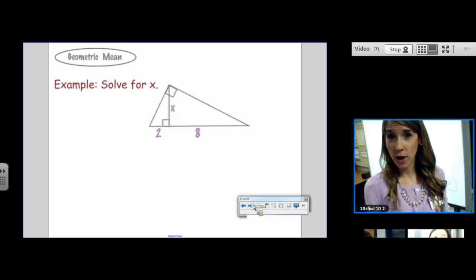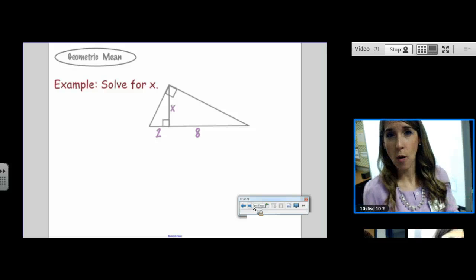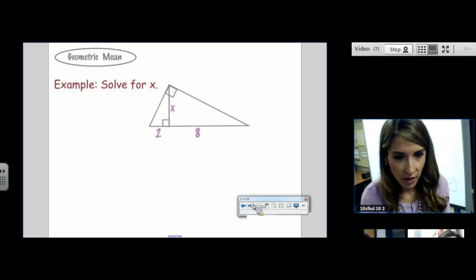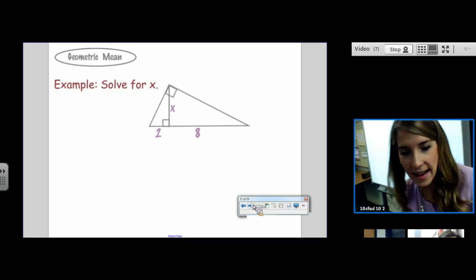I probably made it a lot more complicated than it is, but I wanted to give you all the information. You're going to do these and you're going to be like, this is so easy. And I'm going to be like, you're right.